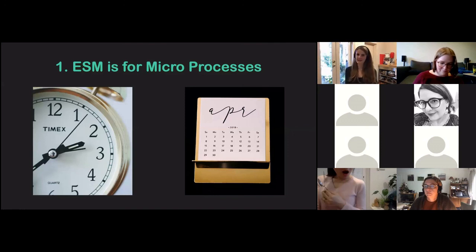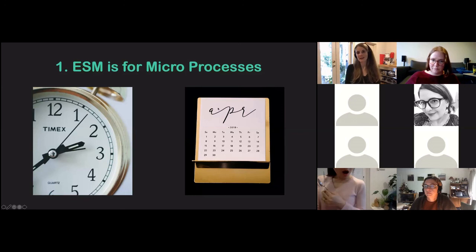A micro process is something that fluctuates across hours or even days or weeks. So something like emotion that fluctuates a bunch is really suitable for ESM. But you might want to look into a more traditional longitudinal method if you're interested in something that changes across months or years, like, for example, education. And if you're interested in both, so for example, how emotions move with education, you might want to do a measurement burst design where you follow people for a year, say, and you do ESM at like 3 time points across the year. So you can combine the two.